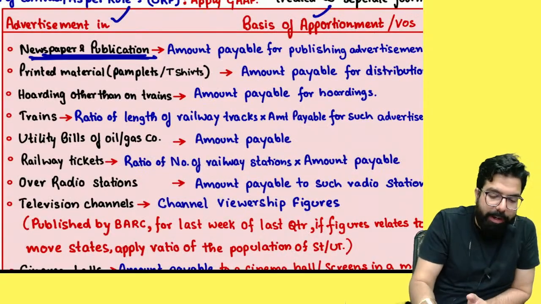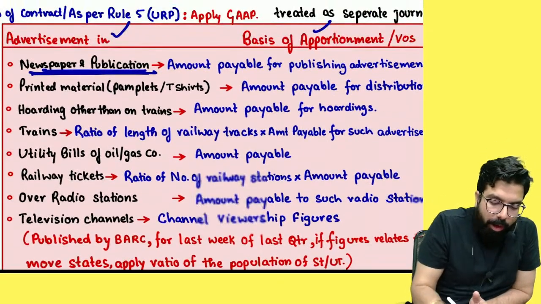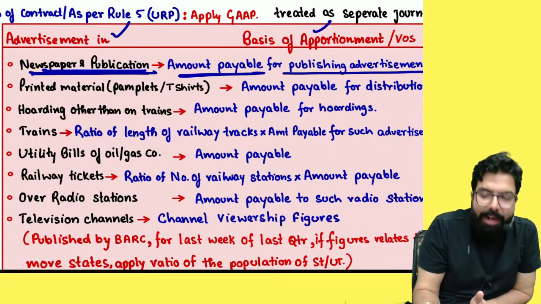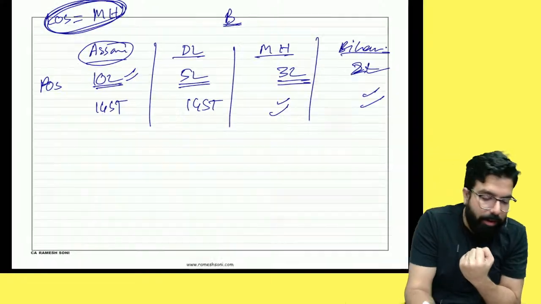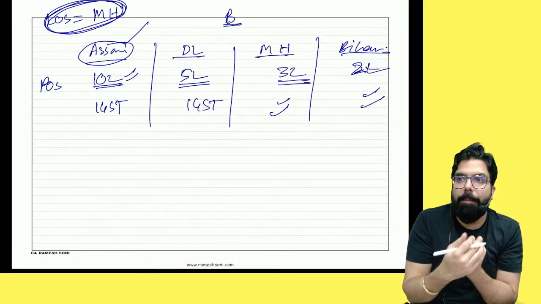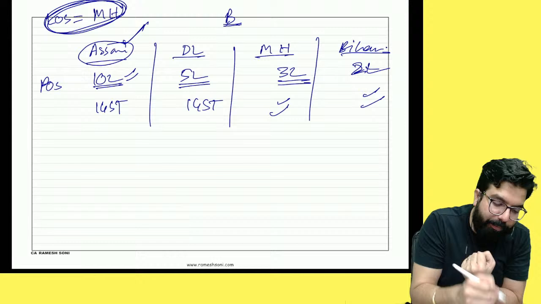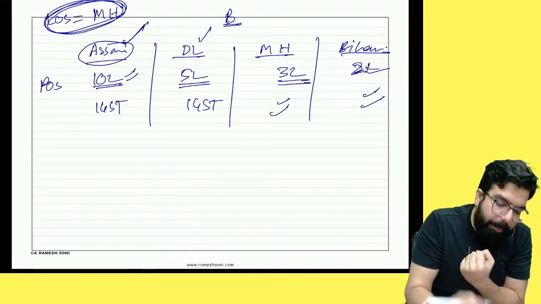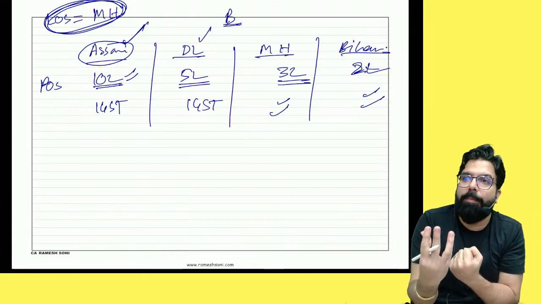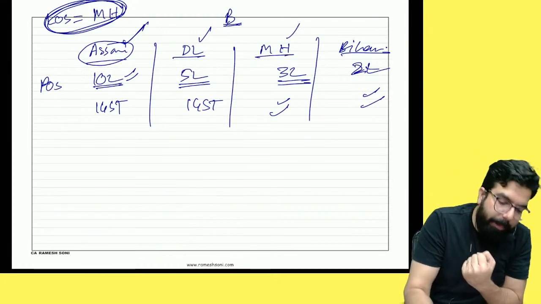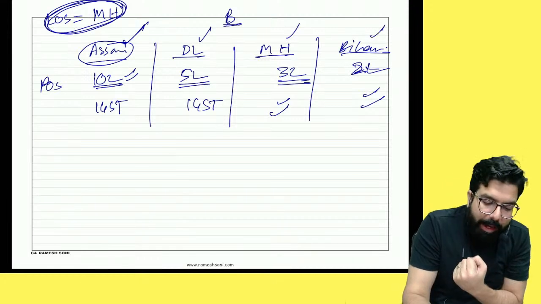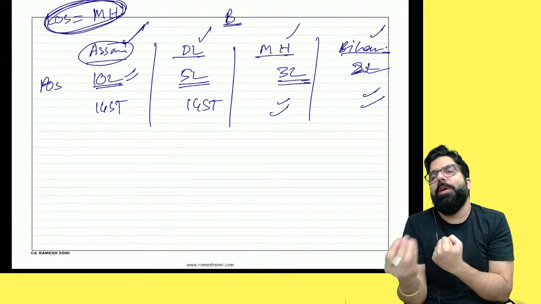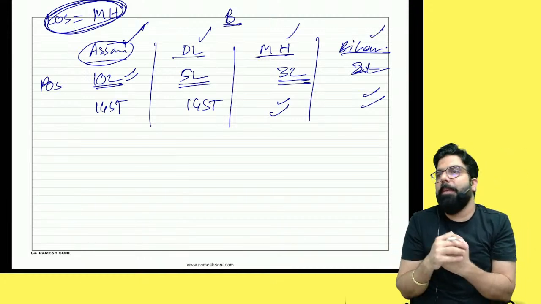So how are you going to take the value of supply? That is being told over here. People, listen. Whatever is the amount payable for publishing the advertisement, that will be the value of supply. Government paid me 10 lakh rupees for Assam. 10 lakh will be the value of supply for the state of Assam. Government paid me 5 lakh for Delhi. What will be the value of supply for Delhi? 5 lakh. Government paid me 3 lakh for Maharashtra. 3 lakh will be the value of supply. And for Bihar, government paid me 2 lakh. So what will be the value of supply? 2 lakh.